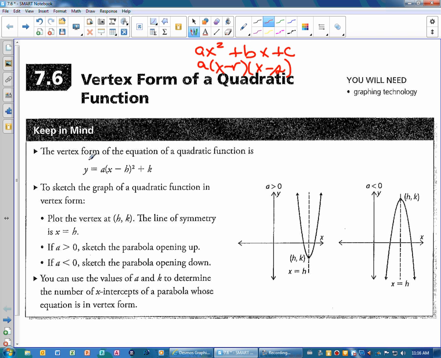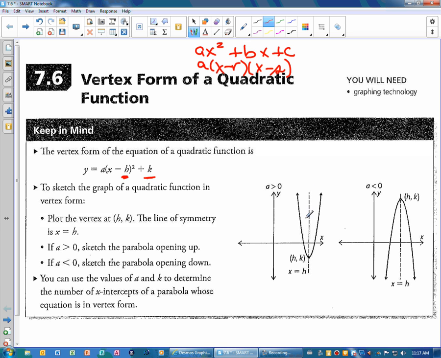So the vertex form is y equals a(x minus h) squared plus k. And I'll explain this in a second. So it says to sketch the graph of a quadratic function in vertex form, you're going to start by plotting the vertex. So here's your vertex. This is the x part of your vertex, and this is the y part of your vertex. So that can be handy.